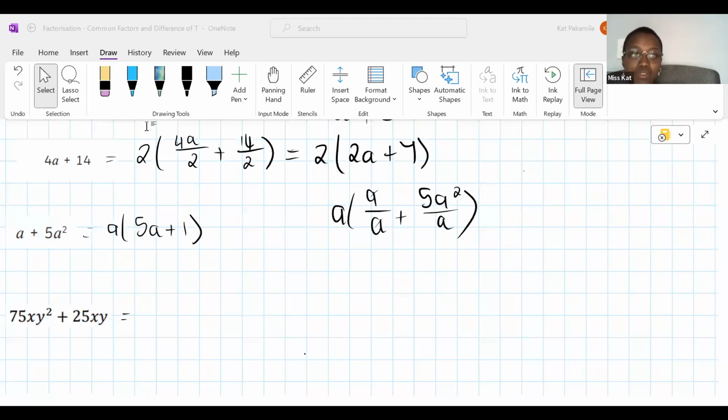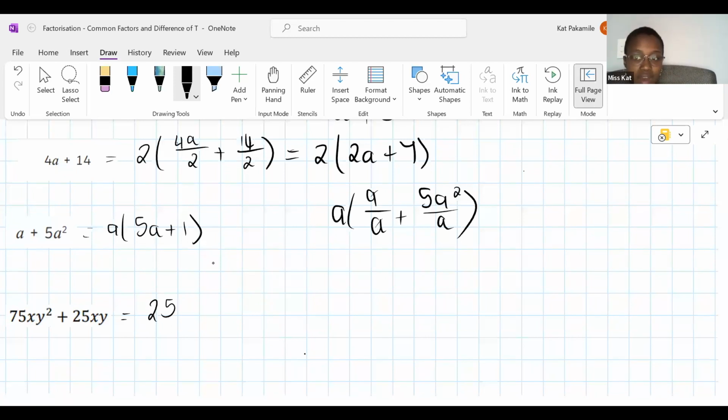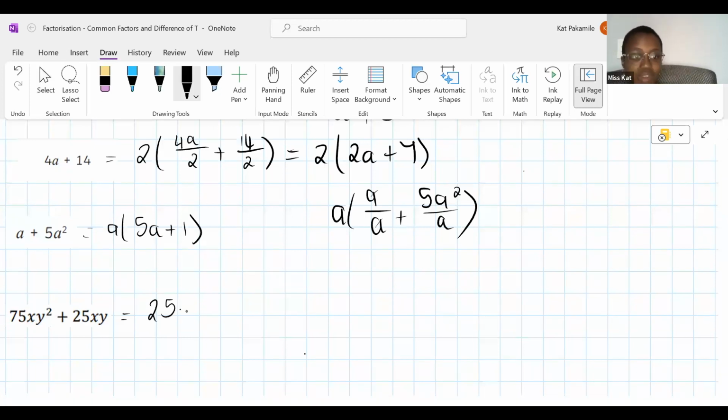Let's look at the numbers first. 25 and 75. Is there a number that you can divide both 25 and 75 by? 25, ma'am. 25, beautiful. So we have a common factor between the numbers. Let's look at the variables. What do they both have? X and Y. They both have an X and they both have a Y.